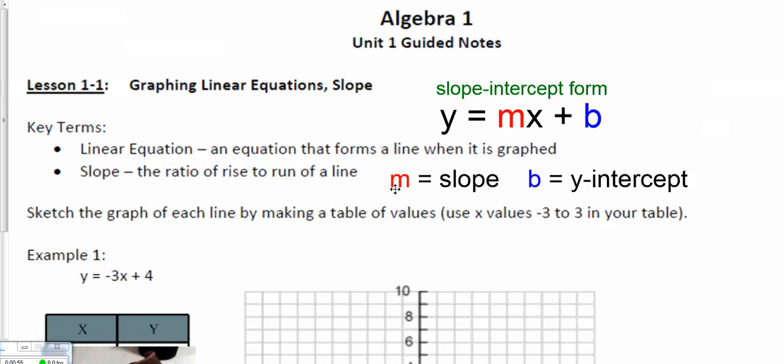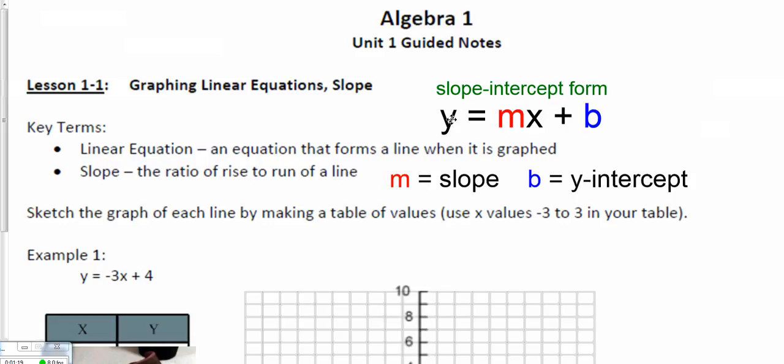Another thing I want you to write down is that m means the slope. This is the slope in the equation. b is the y-intercept in the equation. That's why it's called mb, slope-intercept form, right here. Most of the equations we're working with in this unit should look something like this.